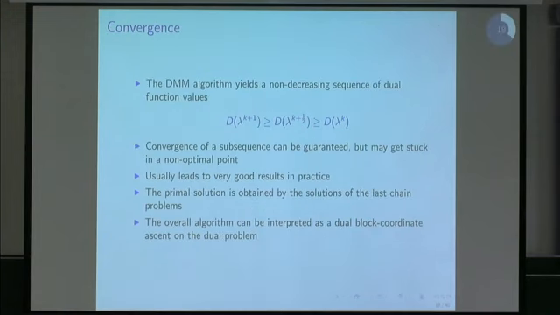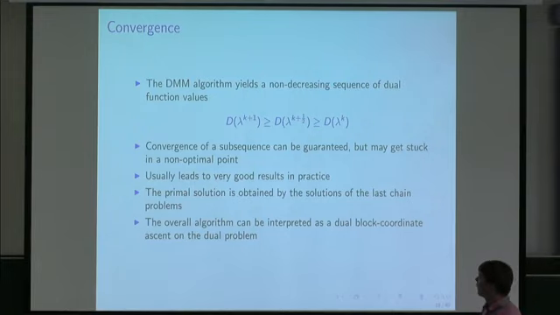So what about the convergence? By construction, the DMM, dual minimize maximize algorithm, yields a non-decreasing sequence of dual function values. But still, of course, it may get stuck in non-optimal solutions. So that's still a problem. Since we are maximizing a piecewise linear function, we have no guarantee that we find the globally optimal solution. However, in practice, it turns out it works very well. For many problems, we see that the gap is 0.